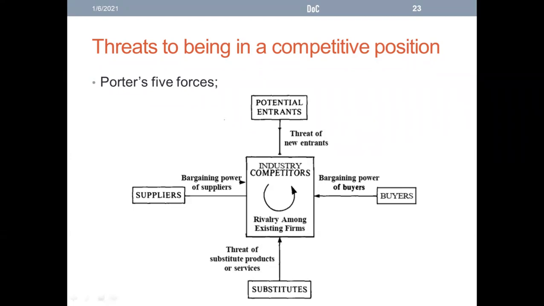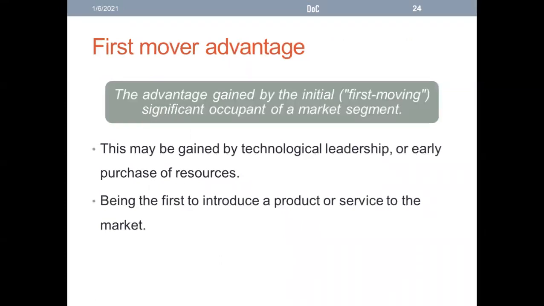For example, the Coca-Cola company is the company who introduced the Coca-Cola soft drink, right? By taking the advantage gained by this first move, a significant share of the market segment was occupied. After Coca-Cola was introduced, people tended to buy that product rather than buying Pepsi, which was introduced later, right? So that is called first mover advantage. First mover advantage means taking the advantage at first, before the others, right?